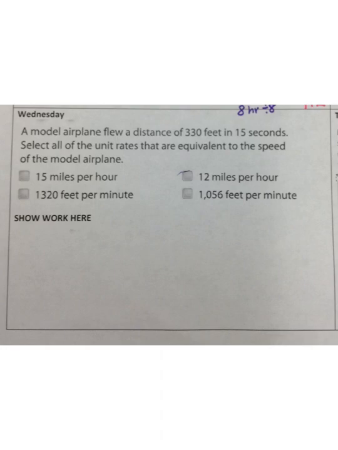Wednesday, a model airplane flew a distance of 330 feet in 15 seconds. Select all of the unit rates that are equivalent to the speed of the model airplane. So this is conversion. So what I'm going to do is I'm going to help you out a little bit. First thing we're going to want to do is take 330 feet in 15 seconds and convert that to miles per hour, because I notice 15 miles per hour, 12 miles per hour, those two are in miles per hour, and then I could just convert feet to minutes to see which is the same.